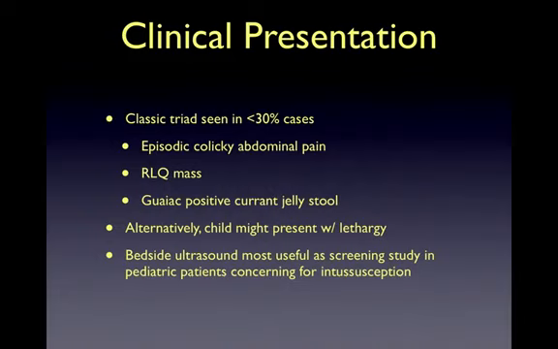The classic triad we learned about pediatric intussusception, namely episodic colicky abdominal pain, right lower quadrant mass, and guaiac-positive currant jelly stool, is actually present in less than 30% of proven cases of pediatric intussusception. More commonly, children with intussusception present with nonspecific symptoms such as abdominal pain, vomiting, and irritability. Alternatively, they might present with lethargy. Therefore, bedside ultrasound can be a very useful screening tool in pediatric patients concerning for intussusception.